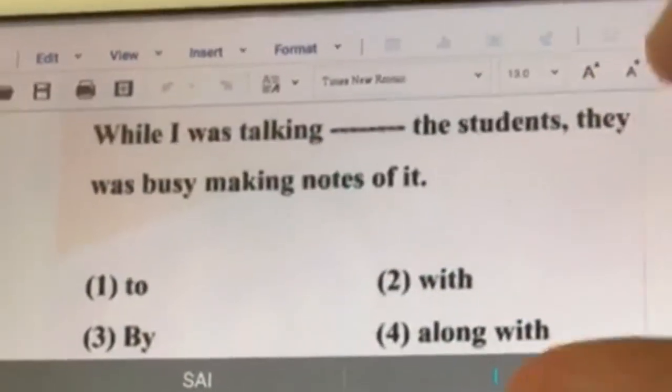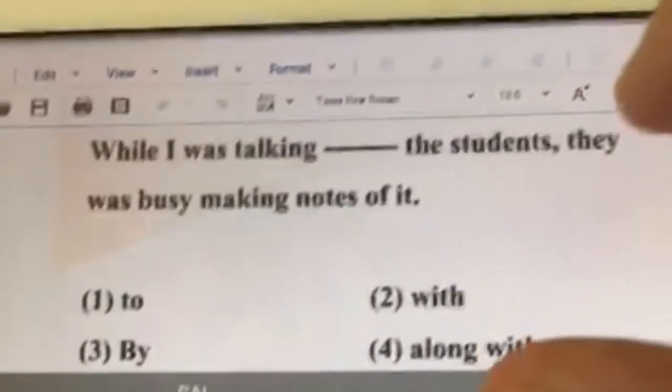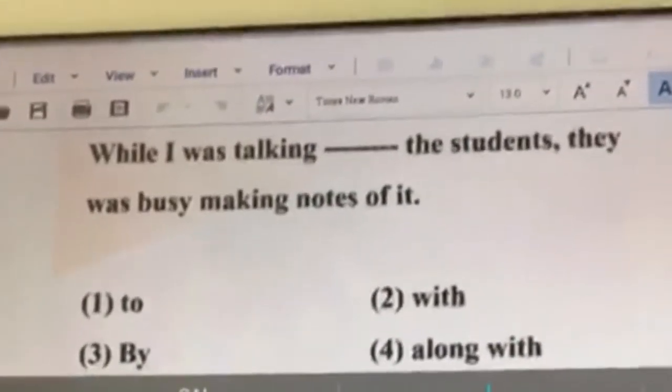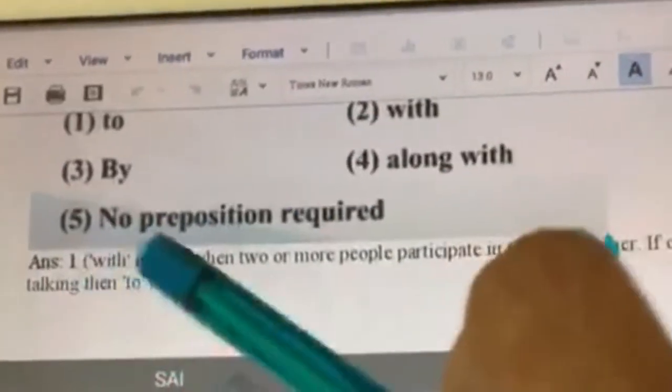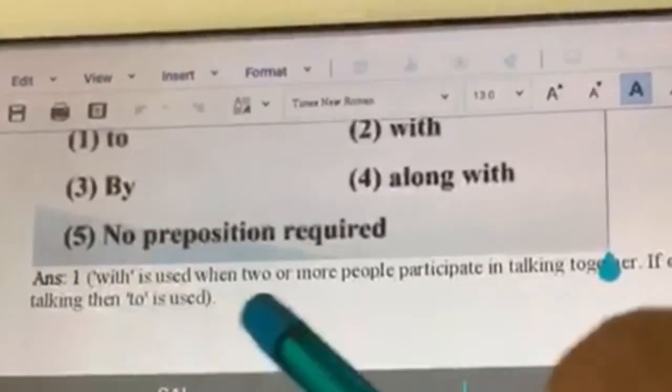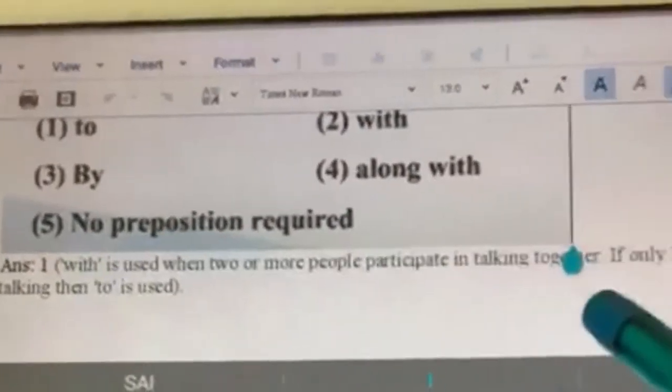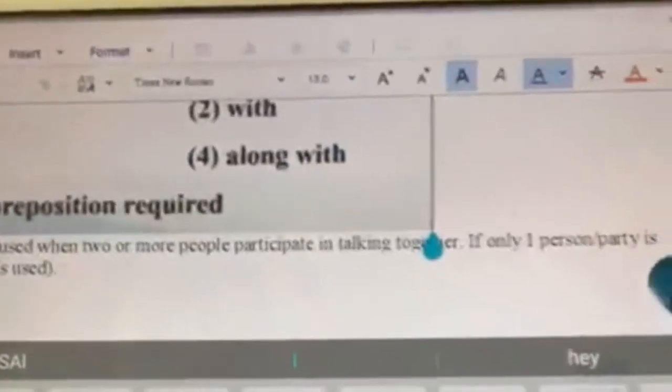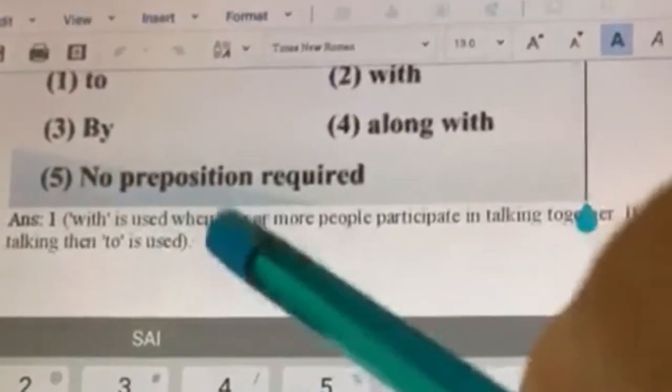You have to look for certain hints in the sentence. You have to understand the meaning of the sentence, and also, of course, you should know the rules. Here, with is used when two or more people participate in talking together. If only one person is talking, then to is used.